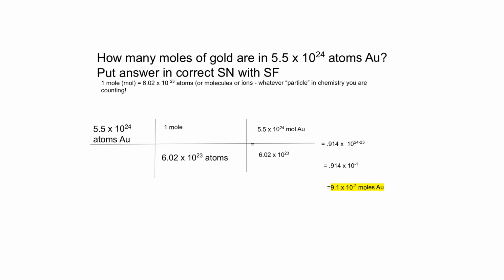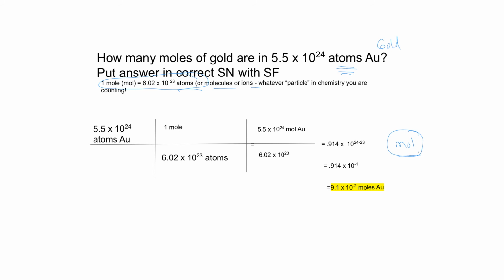All right, so let's do a factor label problem here, okay? How many moles of gold are in 5.5 times 10 to the 24 atoms of gold, right? Au is gold. Put the answer in scientific notation with correct sig figs. So here's that really important equivalence. 1 mole is equal to 6.02 times 10 to the 23 things. And what we're counting in chemistry are atoms, molecules, and ions. In this case, the particle we're counting is an atom. Do I want a single unit? Yes. I want moles. And the abbreviation for moles is just mol. Okay, it's not very much of an abbreviation, is it? But that's the abbreviation. So that's my single unit.